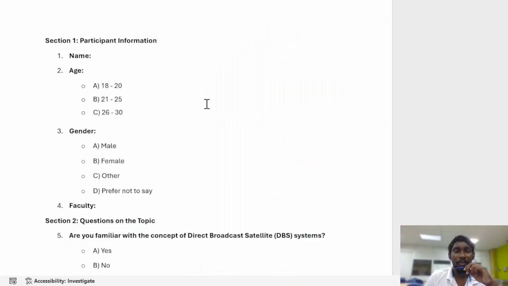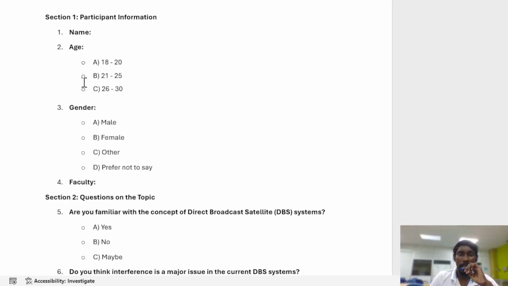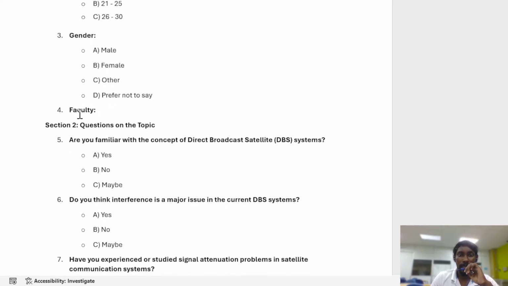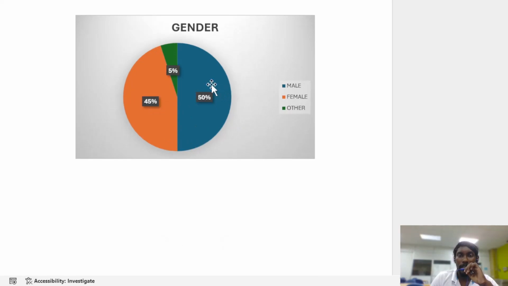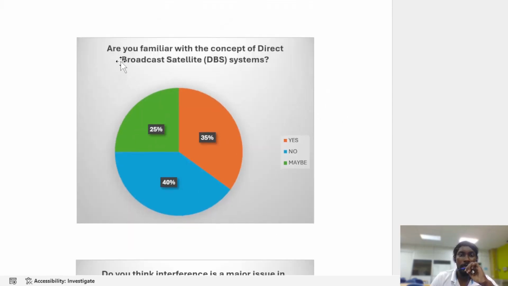This is the survey done for my final project, which I did in a Google form. The first questions I asked were name and age. The age options are 18 to 20, 21 to 25, 26 to 35, and then gender, faculty, and this outcome. This is a pie chart for age. You can see 40%, which is 18 to 20, is the highest, and for gender, 50% is male. For the first question, are you familiar with the concept of direct broadcast satellite?